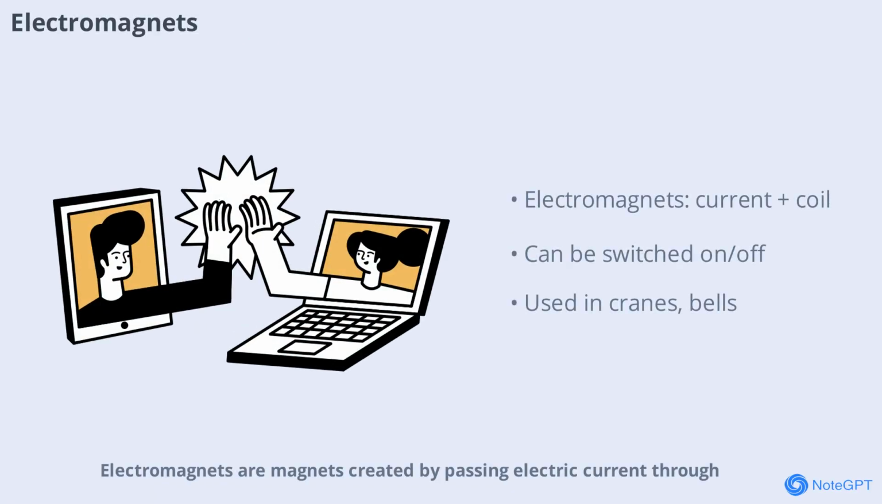Electromagnets are magnets created by passing electric current through a coil of wire wrapped around a soft iron core. Unlike permanent magnets, electromagnets can be turned on and off by controlling the current. They are used in cranes for lifting heavy metal objects, in electric bells, and in various industrial applications. Electromagnets are powerful and versatile, making them essential in modern technology.